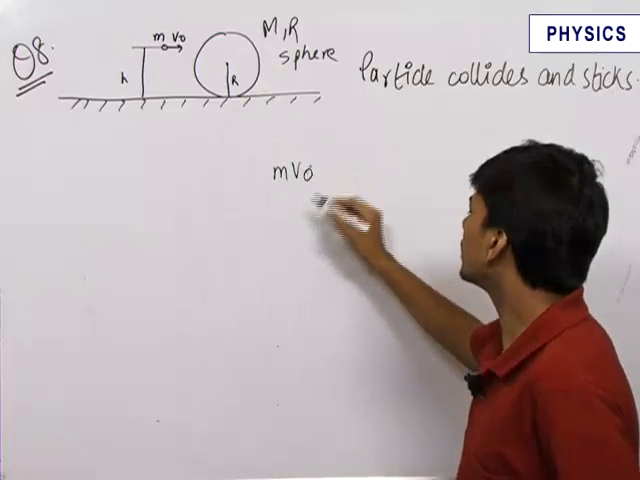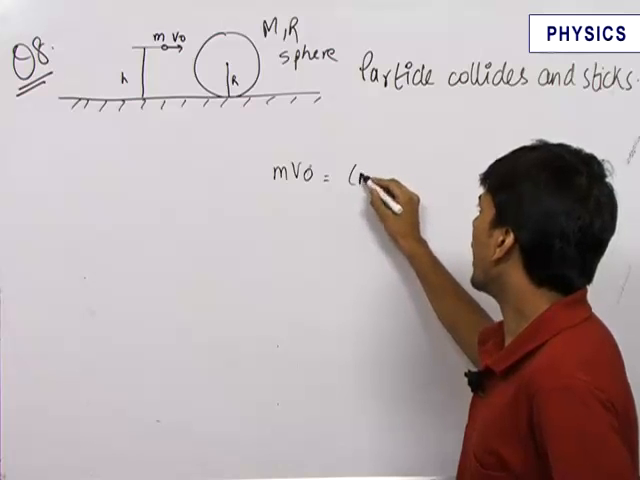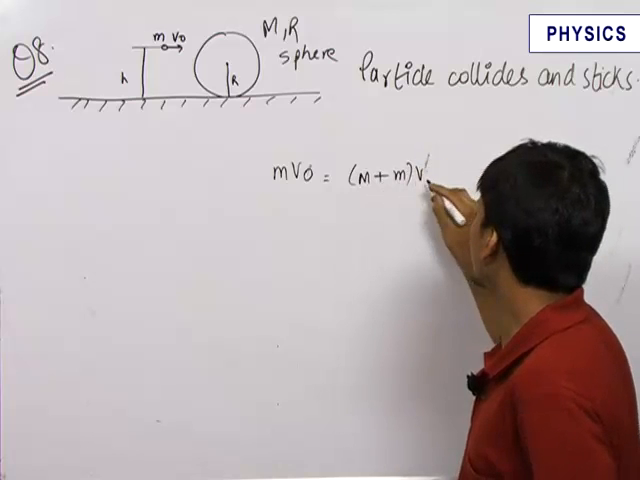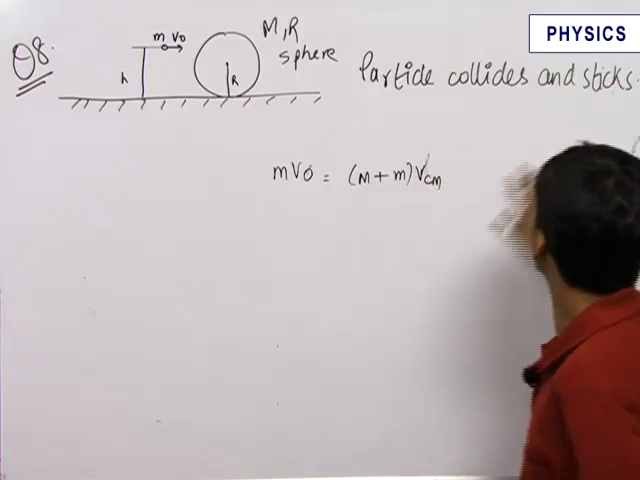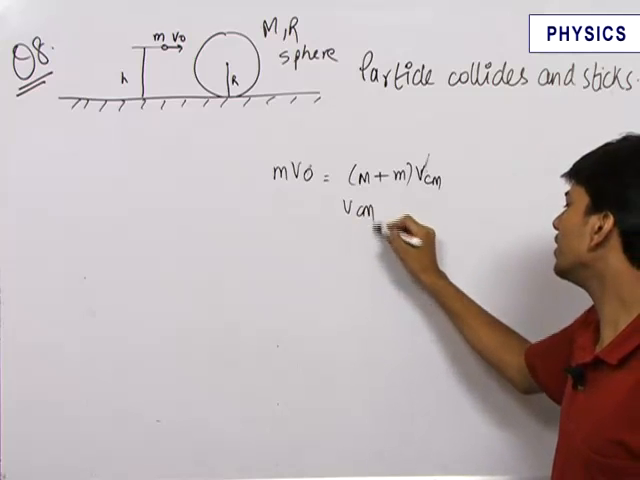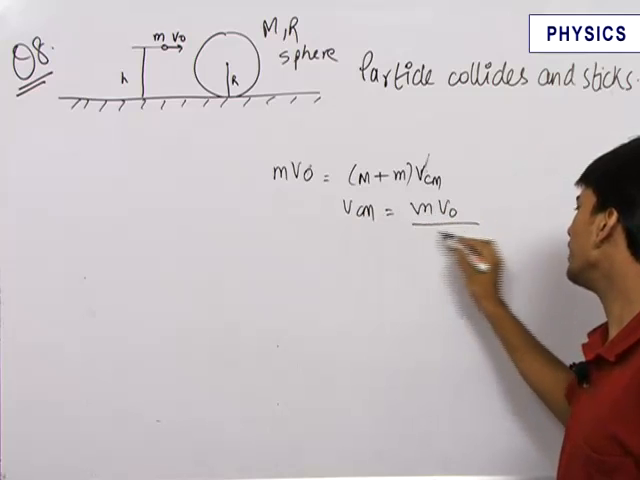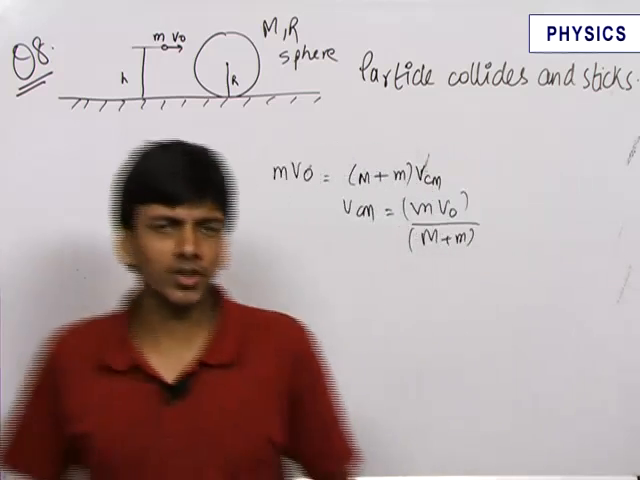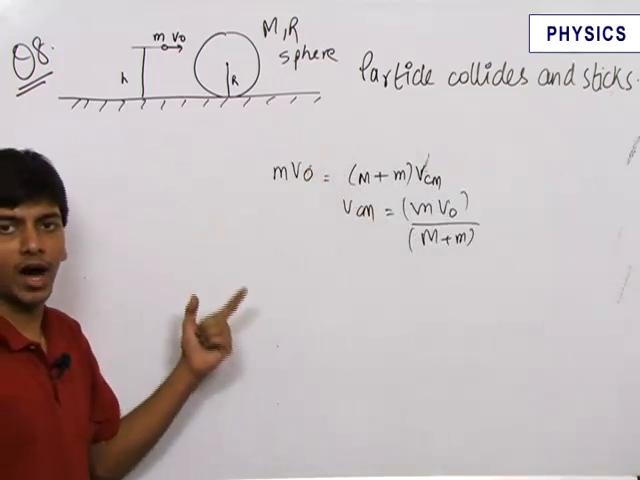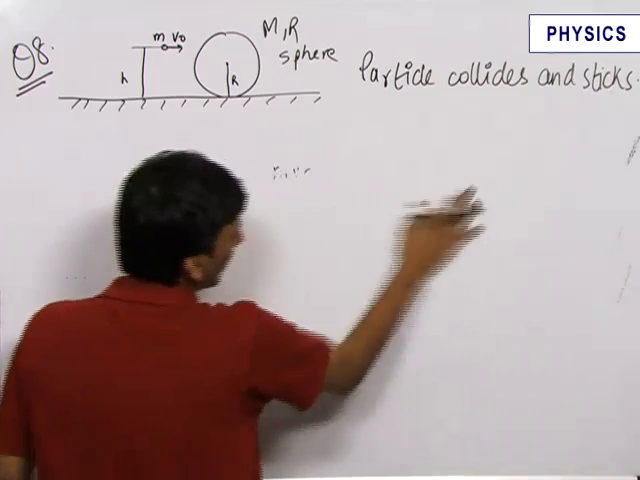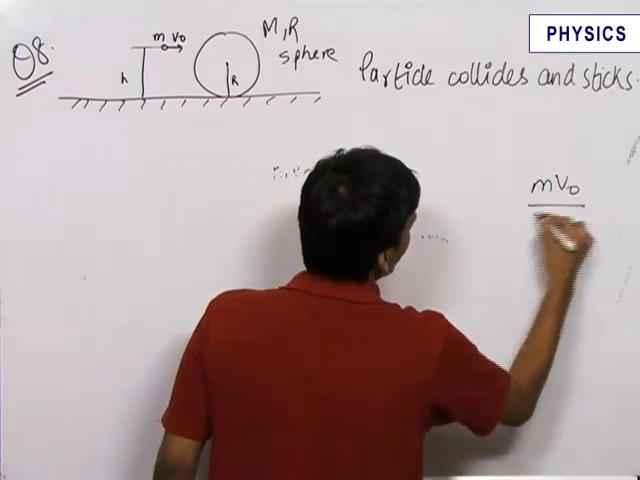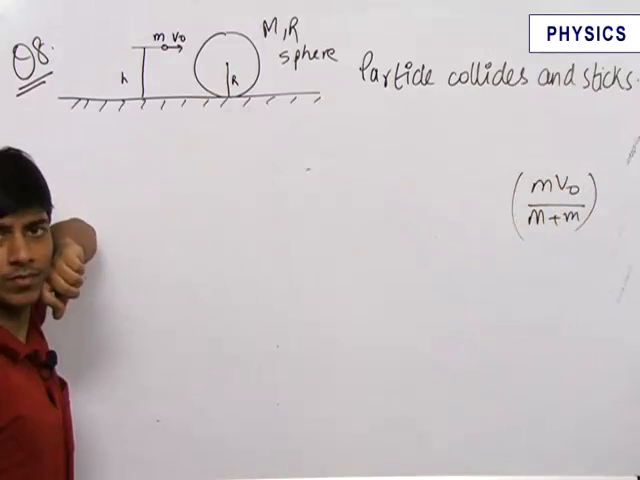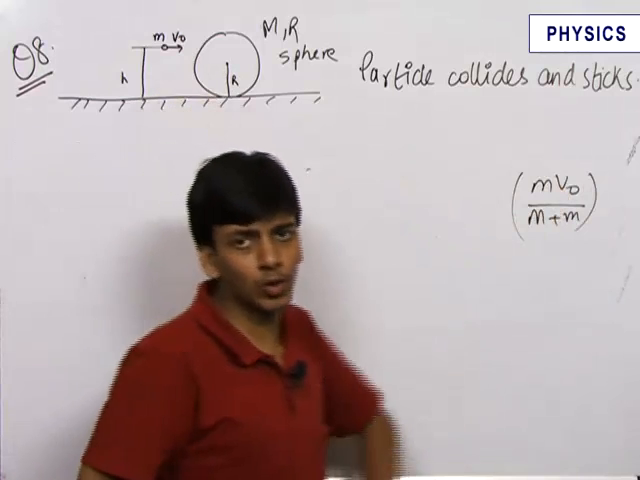So we get mv0 is equal to (M plus m) into v dash, that is vcm, after the particle collides and sticks. So the linear velocity can be directly found to be mv0 upon (M plus m) by applying linear momentum conservation on the system before and after the collision. So mv0 upon (M plus m) is our linear velocity. Now we need to find the angular velocity of the system after the particle has collided with it.